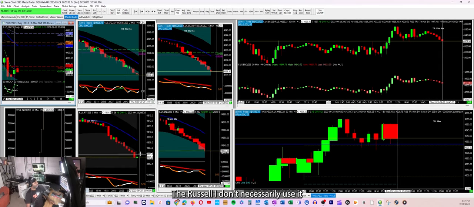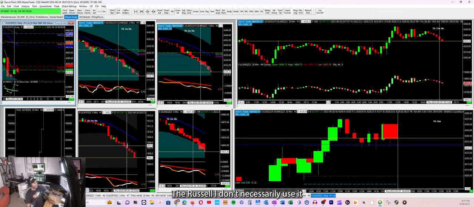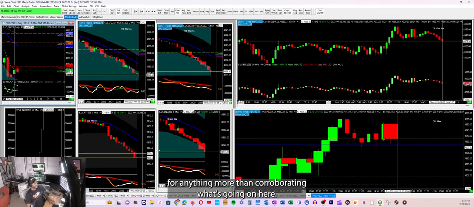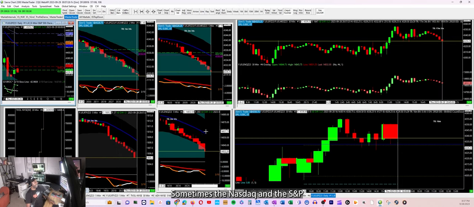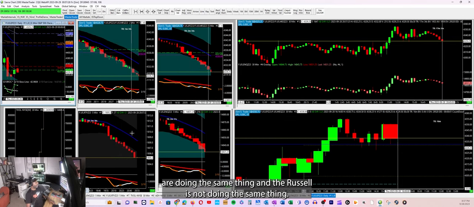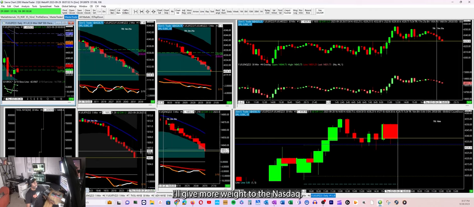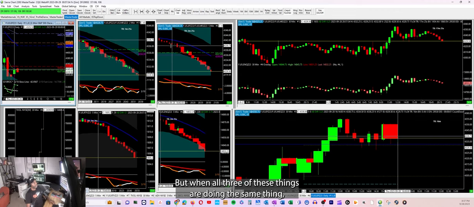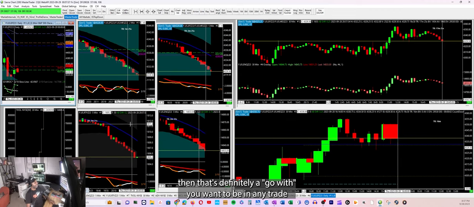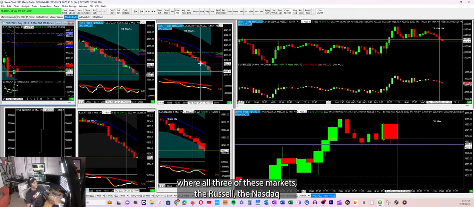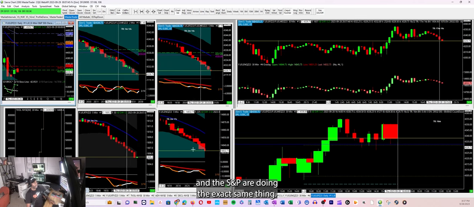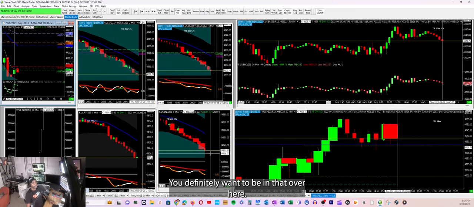The Russell, I don't necessarily use it for anything more than corroborating what's going on here. Sometimes the NASDAQ and the S&P are doing the same thing and the Russell is not. I'll give more weight to the NASDAQ, but when all three of these things are doing the same thing, then that's definitely a go. You want to be in any trade where all three of these markets, the Russell, the NASDAQ, and the S&P, are doing the exact same thing. You definitely want to be in that.